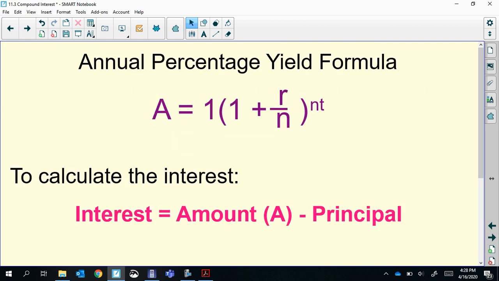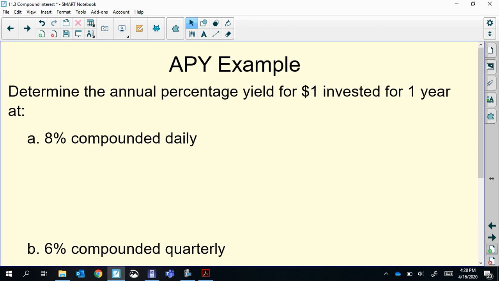So basically it's just as if you were starting out with $1. Actually, what you're starting out with is 100% of whatever it was. That's what the 1 is. So you start out with 100%, and then it's going to tell you what percent of that you'll have at the end. So the annual percent yield for $1 invested for 1 year, that's really what we're looking at from that formula with the 1s in there.